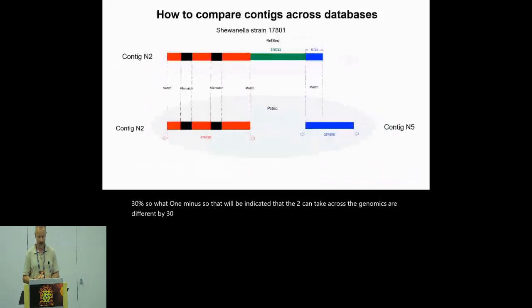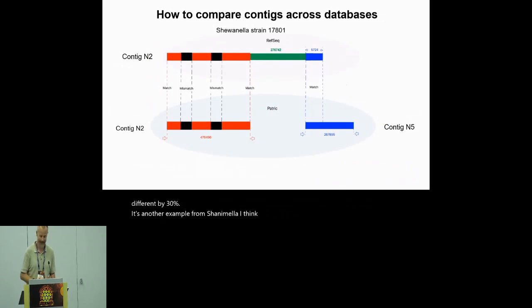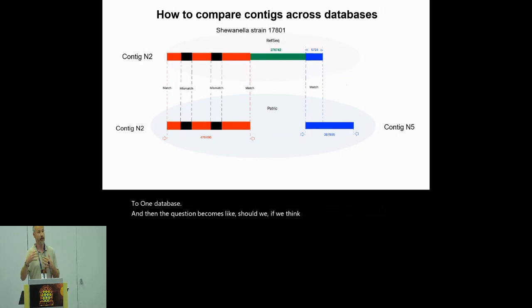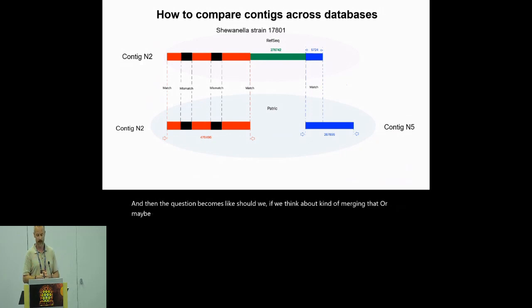It's another example, from Schwartzia, I think, Shewanella, I'm not sure I pronounced that correctly. So you can see that there are some parts identical, some parts not identical, and some parts unique to one database. And then the question becomes, if we think about merging that or maybe creating some sort of master database, should we force it to unite like that?